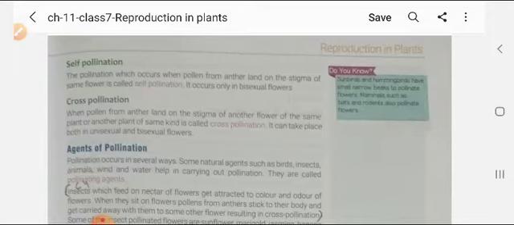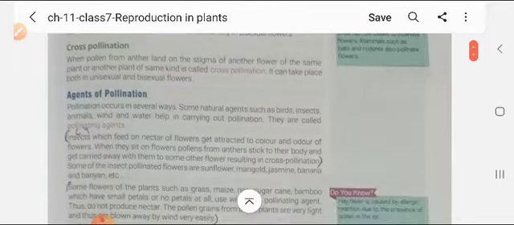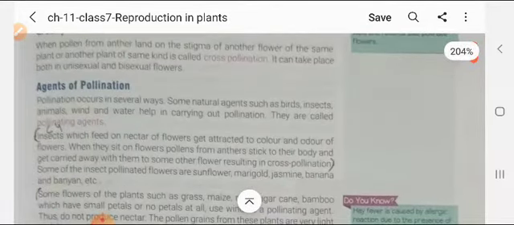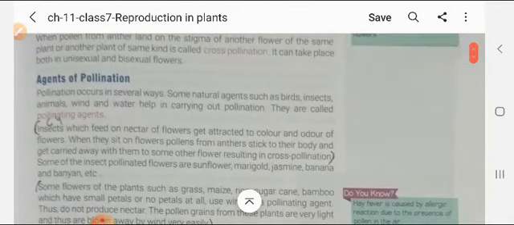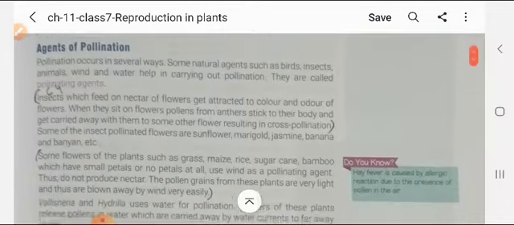Then I explained the agents of pollination, in which I told you that there are various agents, that is, various means of pollination. They are bird, insect, animal, wind, and water, which help in pollination. Students, they are called pollinating agents.